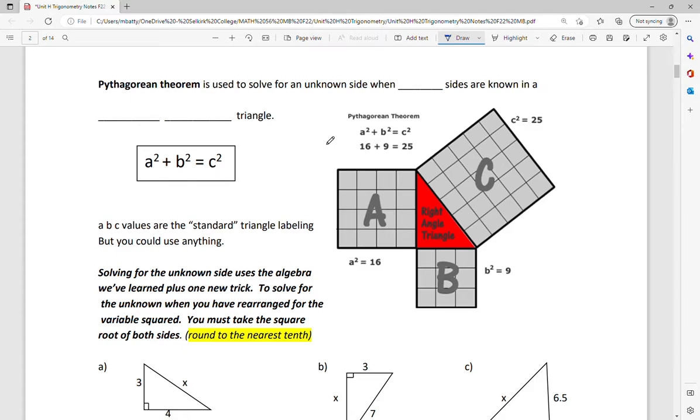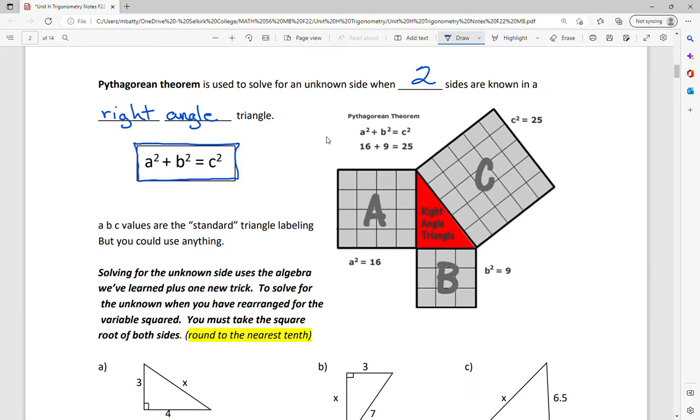This is useful as we solve for sides. When we know two sides of a right angle triangle, we can solve for the other. So Pythagorean theorem is used to solve for an unknown side when two sides are known in a right angle or a right triangle. So this is Pythagorean theorem.